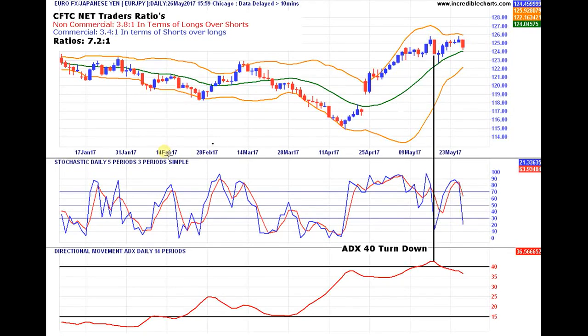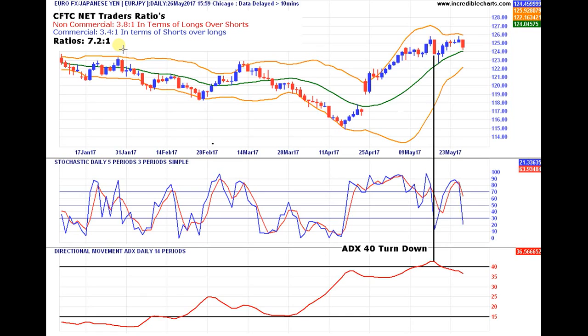So the first chart we're going to look at is going to be Euro JPY. The Euro JPY daily chart, let's first of all take a look at the CFTC net traders ratios. Now, in terms of non-commercials, they're 3.8 to 1 in terms of longs over shorts, so bullish bets. Commercials 3.4 to 1 in terms of shorts over longs, or bearish bets. Got a ratio or divergence of 7.2 to 1 between the groups, which is up on last week. It was at 6.0.